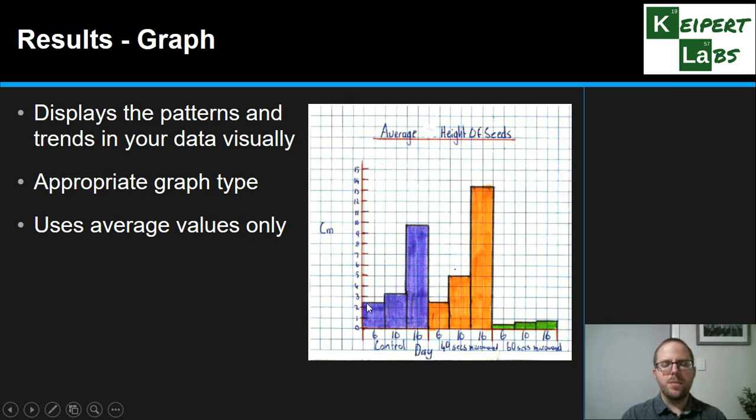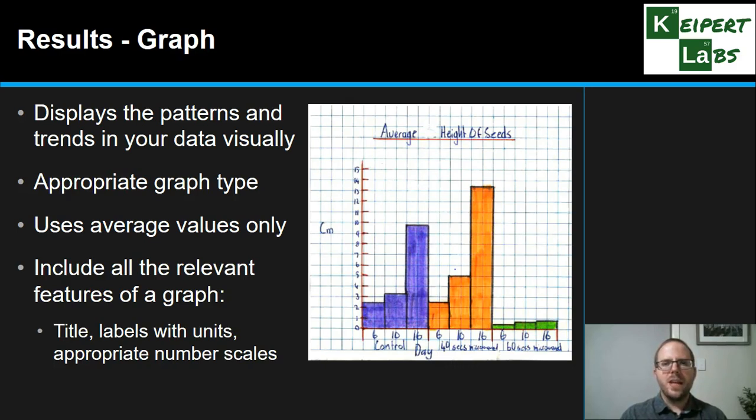Okay, we're not doing it for all of our trials. That's the point of calculating the average. And so our graph needs to have a lot of the relevant features. So we need to have a title. We've got to have labels with units on our axes, so our horizontal and our vertical axis. We use appropriate number scales using a consistent spacing so that we can represent our data accurately. It's important that you get the details right, okay, because a good graph really makes the difference.